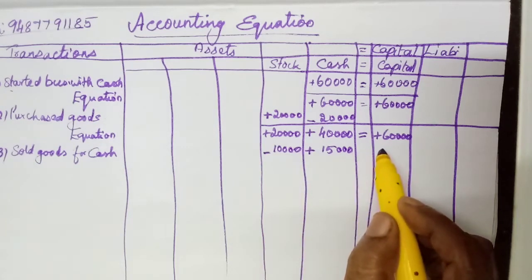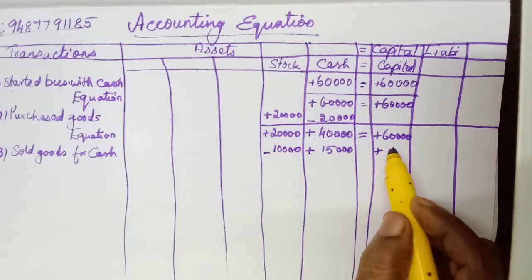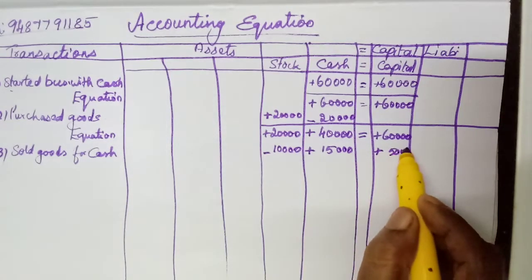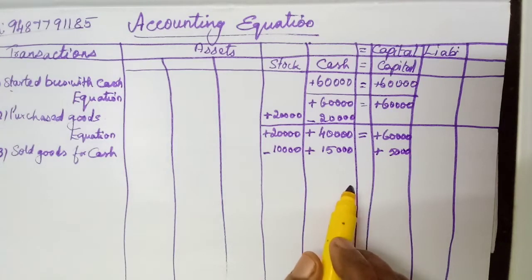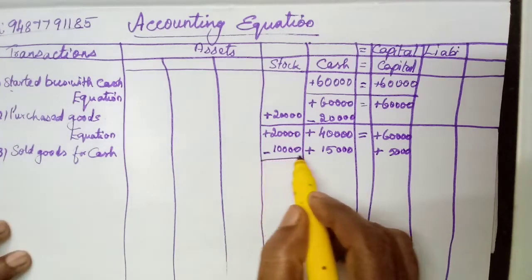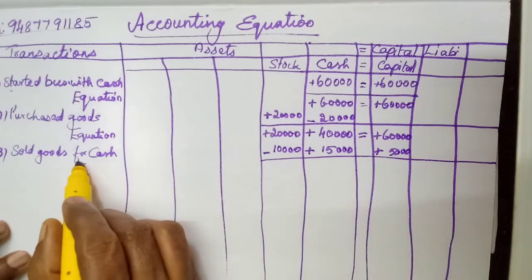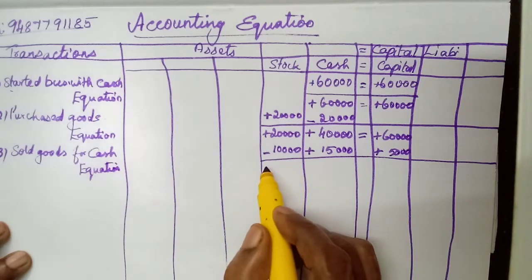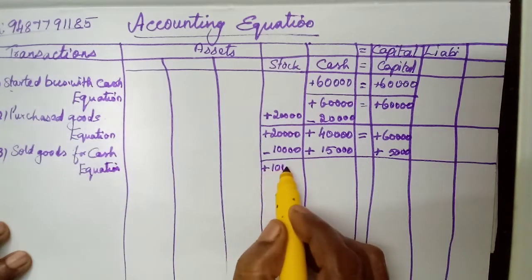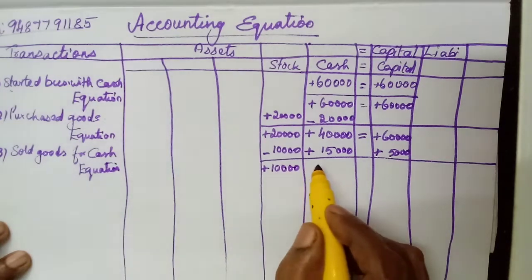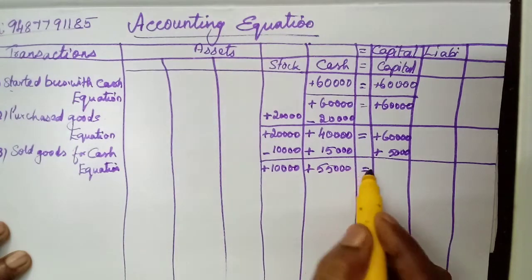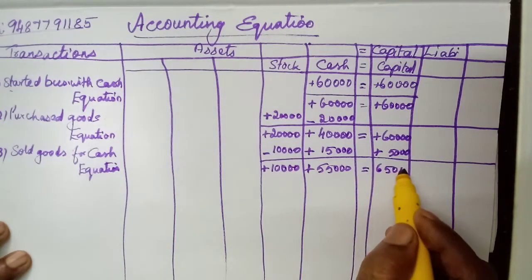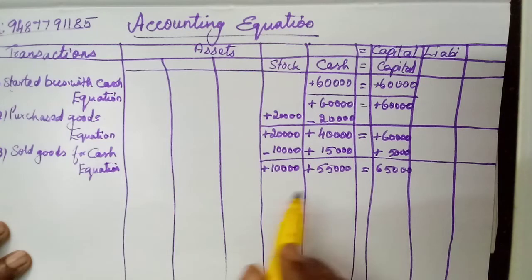That is a gain for the owner. So it will increase the capital. If there is any gain, that will increase the capital. Understood? Now we will write the equation. We should add and reduce and write. Now plus 10,000. We have sold 10,000 goods. Here plus. So 55,000 equal to 65,000. You check. 55, 65 we got, isn't it?